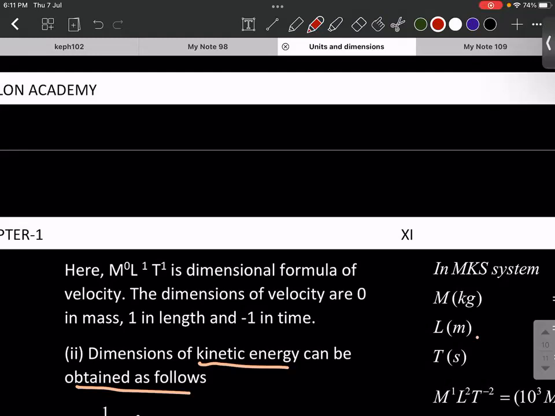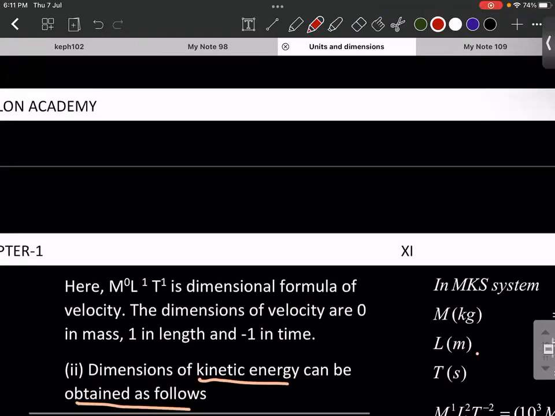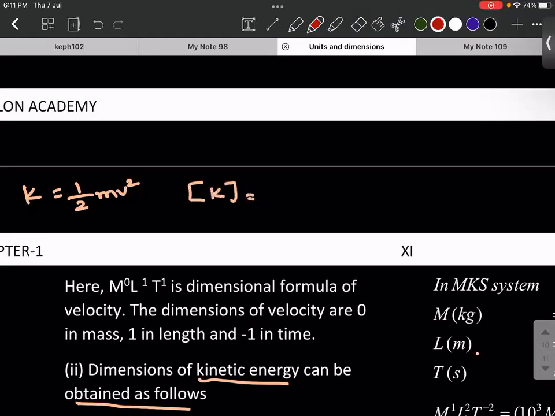So generally constants are there. Half doesn't have any dimension because it's not a physical quantity. What about mass? Capital M. What about velocity? LT minus 1. But how many times is kinetic energy dependent on velocity? Two times. You have square, no? So how I can write is K is equal to half mv square. This is the first step. Then I'll write the dimensional formula of K is equal to the dimensional formula of m into the dimensional formula of v square.